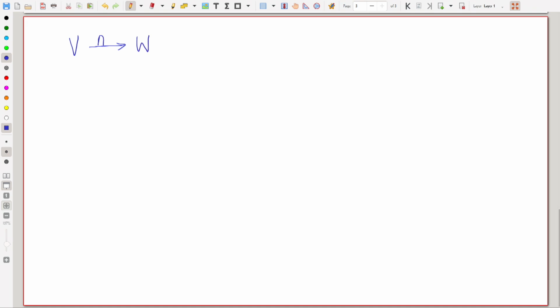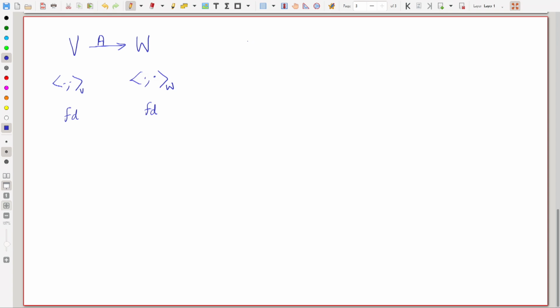Given an operator A from a finite dimensional inner product space V to another inner product space W. So I have an inner product on V and I have an inner product on W. Maybe to prevent confusion, let me put subscript V and subscript W, because I am going to use the same symbol on both. There is an inner product on V, there is an inner product on W, both of them finite dimensional inner product spaces. Now what is the adjoint?